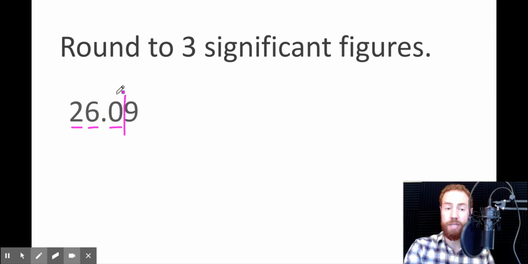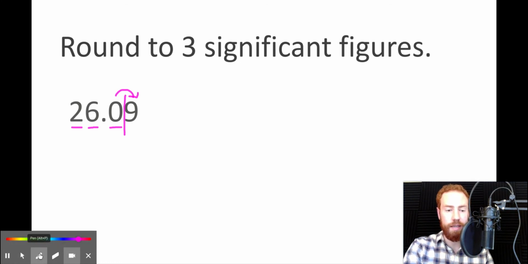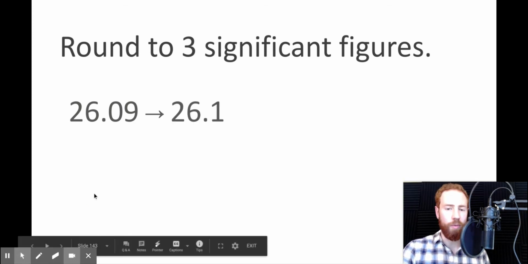But first, I have to look at the number that follows that last significant figure. And if it is a 5 or greater, I have to round the last significant figure up, which in this case, it is. So the number is going to end up rounding to 26.1, right? That third significant figure rounds up.